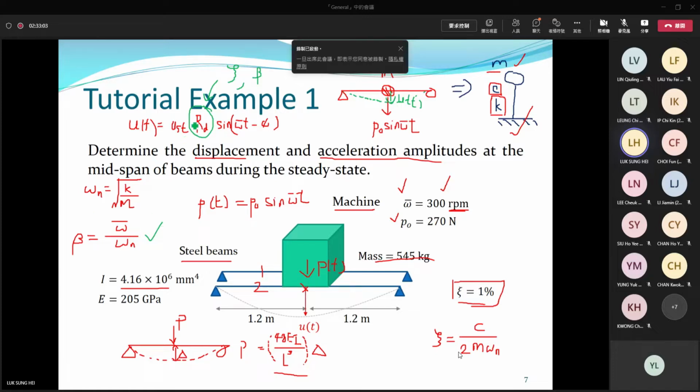UST, what is UST? By definition, UST is equal to the force amplitude over stiffness. P, you know it, P is 270. Stiffness is at the bottom. So when you answer this problem, firstly, you can put down this steady state solution. Then you fill in the blanks: find out what UST is, find out what RD is. This is what you have to do for this example 1. There are many equations, and you have to select the appropriate ones.